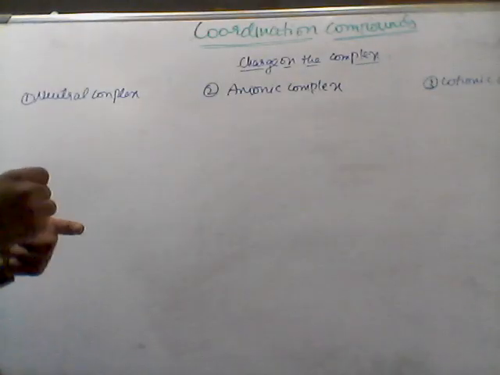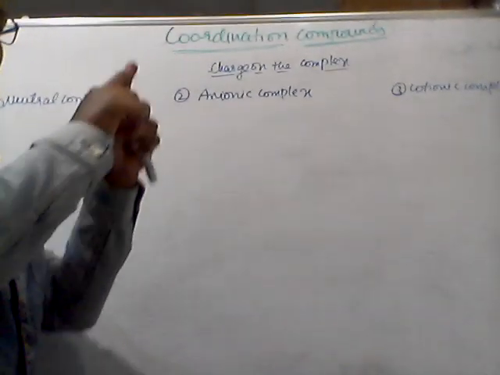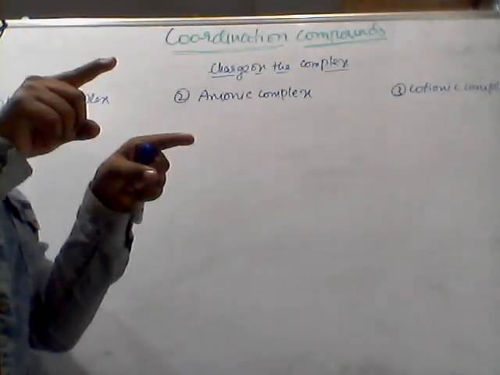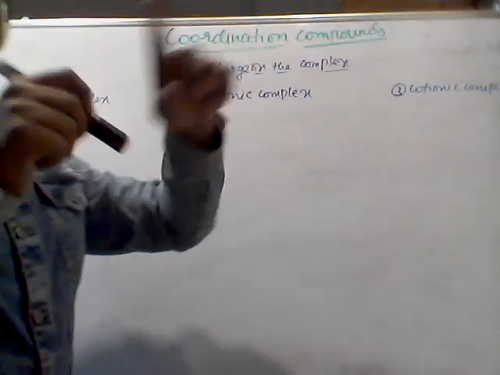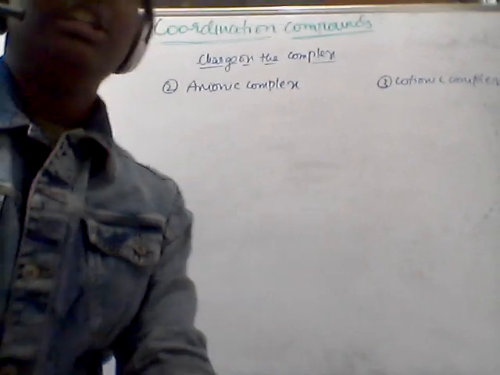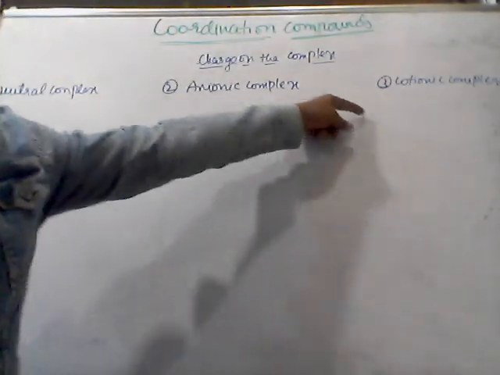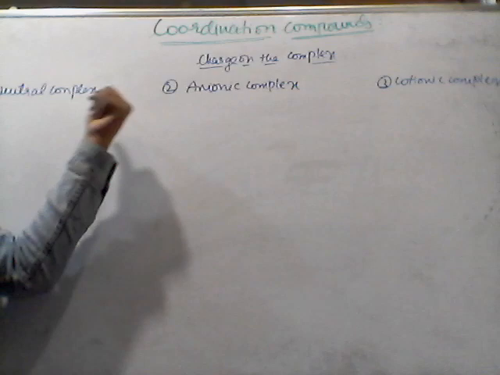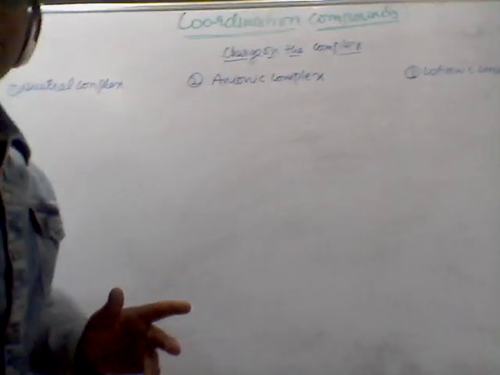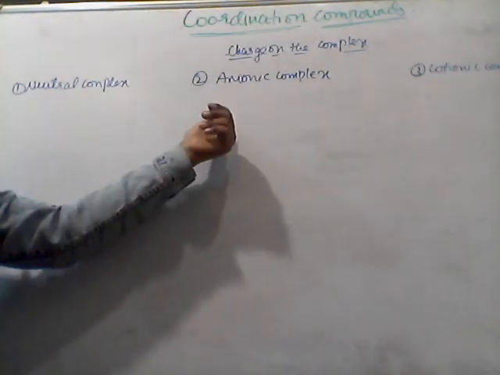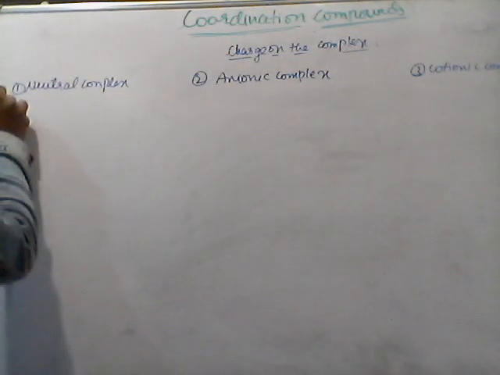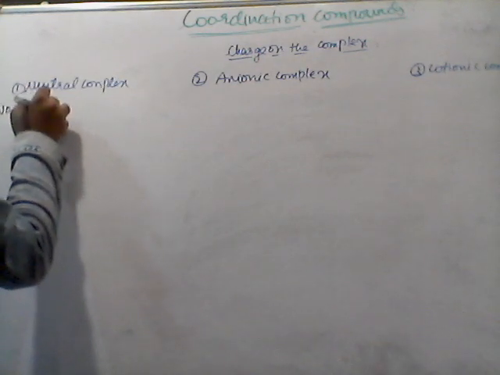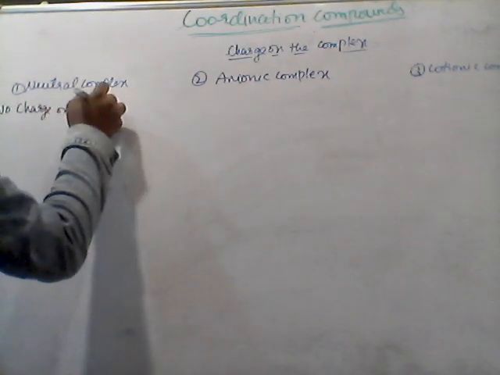Okay, once again, based on the charge on the complex. Complex means just now we have seen, right? Fe(CN)6, the coordination sphere. On the coordination sphere, if a positive charge is present, then we call it cationic. If it's negative, we call it anionic. And if there is no charge, like how we saw on K4[Fe(CN)6], there was no charge, so as there was no charge on the complex.